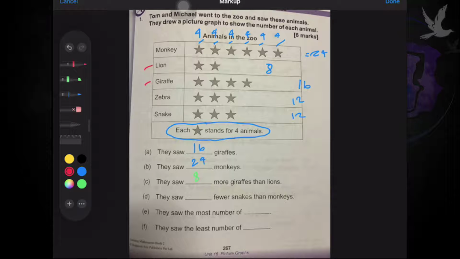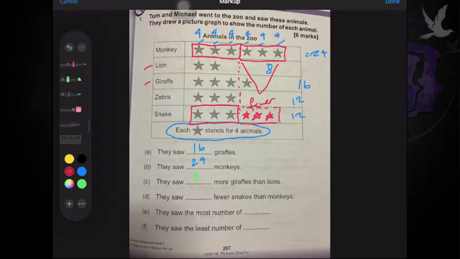They saw blank fewer snakes than monkeys. So you have the snakes here, and you have the monkeys here. We will take note of 3 stars as well because this represents where the monkeys and the snakes are of the same number. And this is the part where the snakes are fewer compared to the monkeys. This is the part that is fewer, and it is represented by 3 stars.